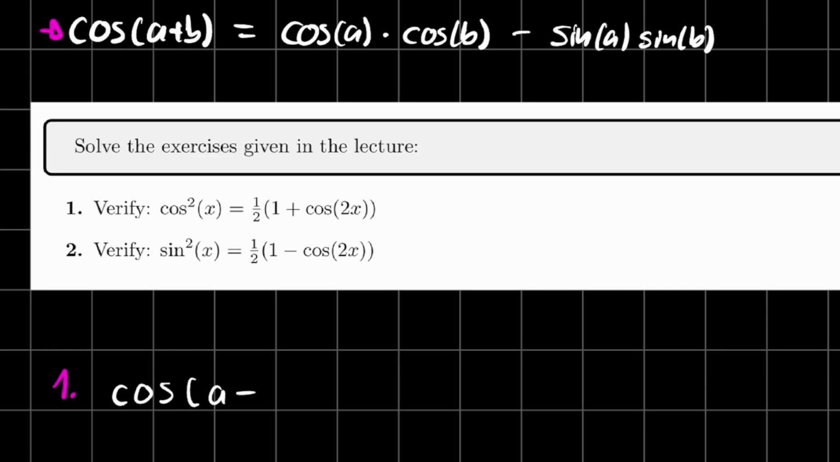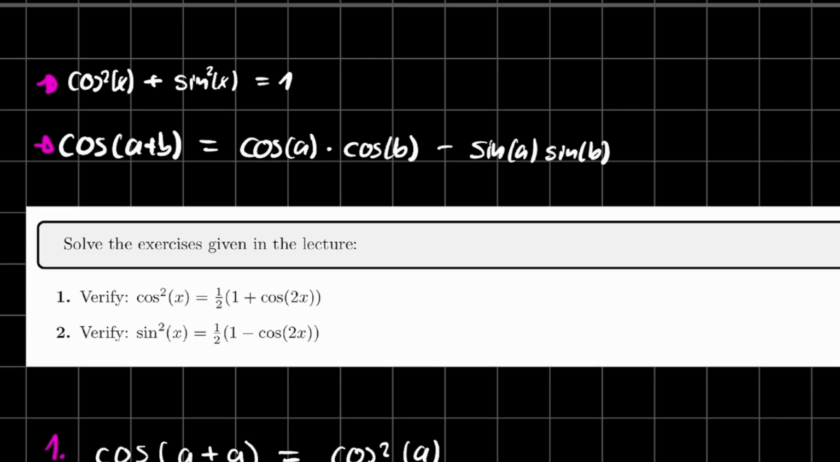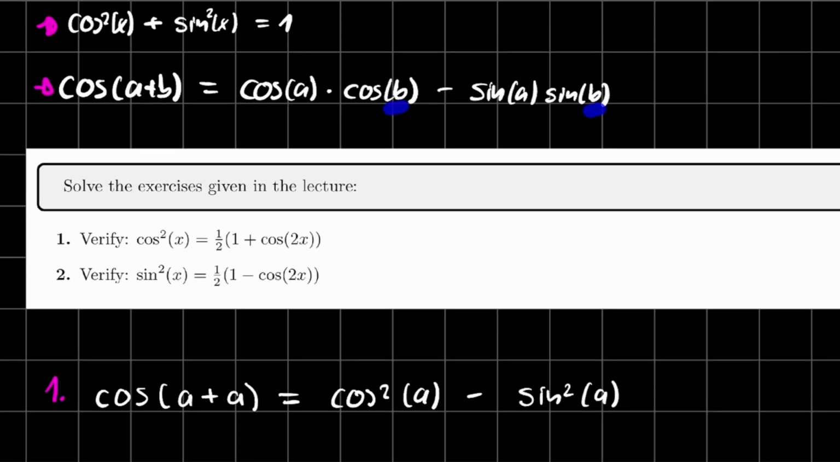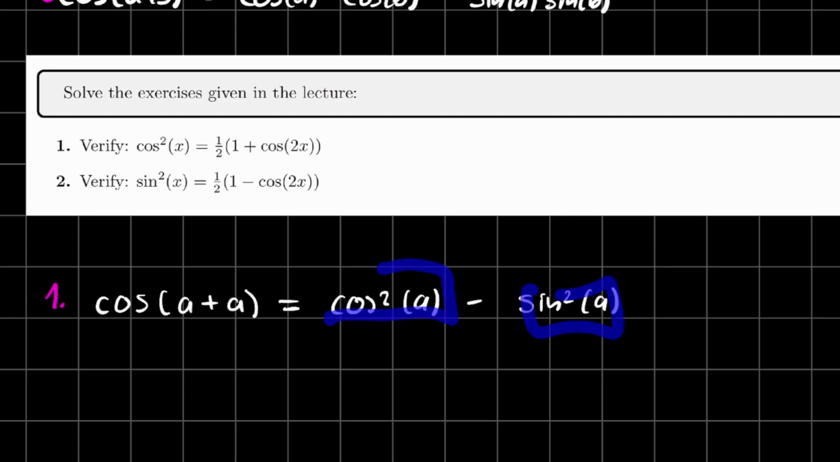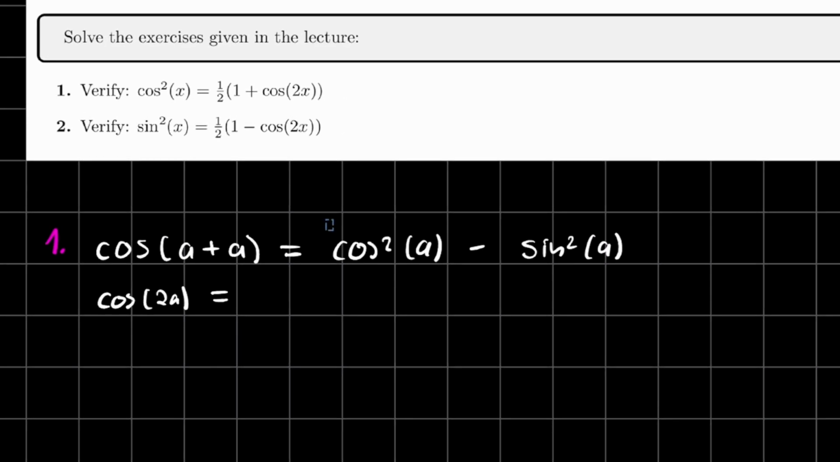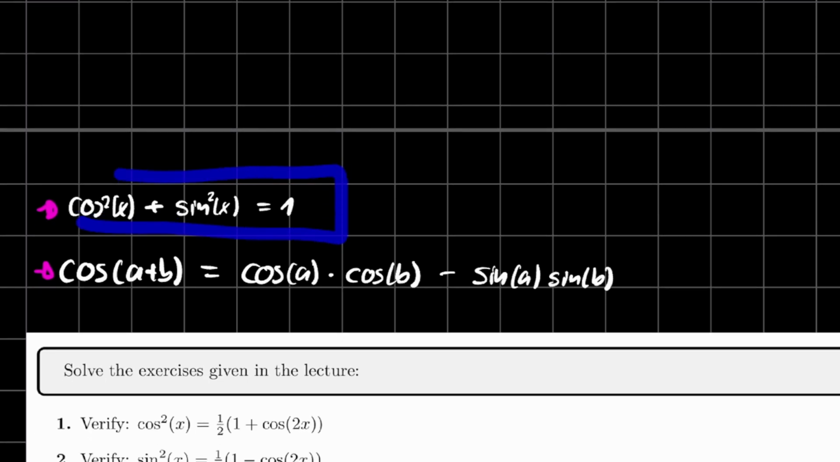of A plus A, in this case, is going to be cosine squared of A minus sine squared of A. The thing is, we're just putting A here. So basically, this is the cosine squared of A and sine squared of A. Now we can simply say cosine of 2A is basically just these two guys.